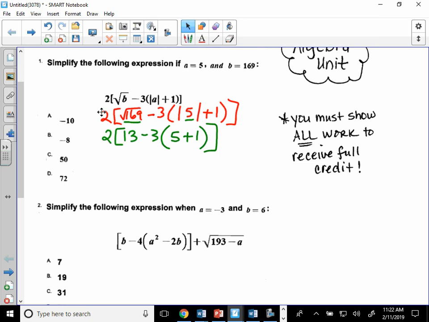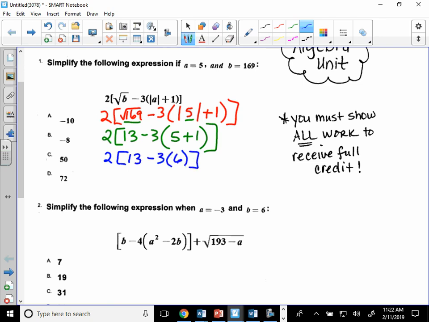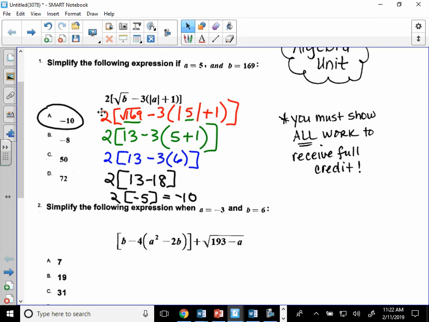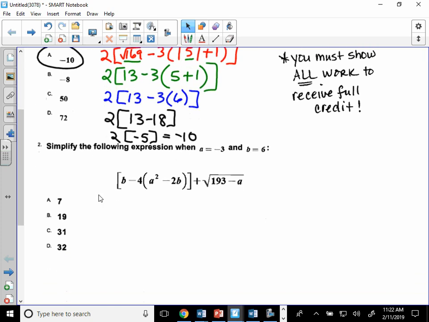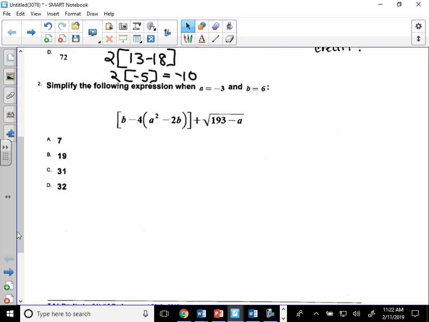All right, next step. 2, 13 minus 3 times 6. Next step. We're going to take the 2 again. This is 13 minus 18, and then 2 times a negative 5, which gives you a negative 10, which is letter A.